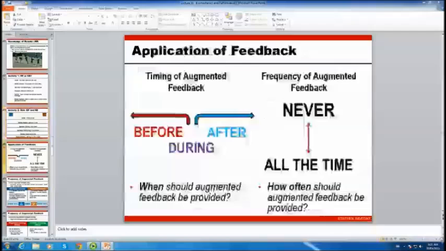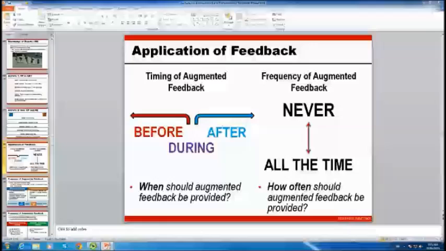We're just going to look at two basic questions and then wrap up with one last section. When should we provide feedback? Before we do a performance? After we do a performance? During? Well, you can't provide feedback before. That would just be demonstration. So it must be after or during. And then the other question is, how often should we provide feedback? Should we do it all the time? Should we never give feedback? Or is it somewhere in between?